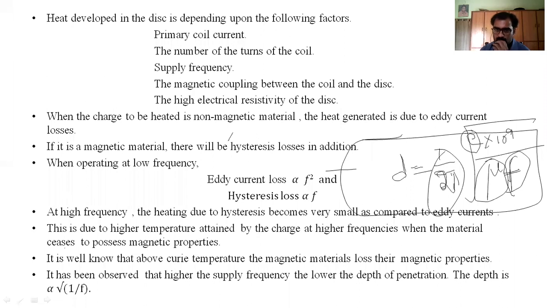Therefore, the depth of the material or the charge which you want to be heated always depends upon the square root of 1 by f. Please check it out here. I am writing d is directly proportional to square root of 1 by f. Okay.